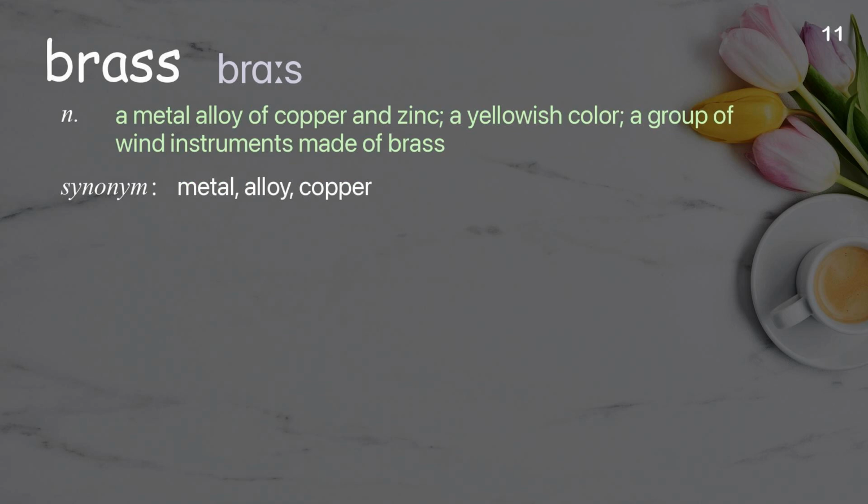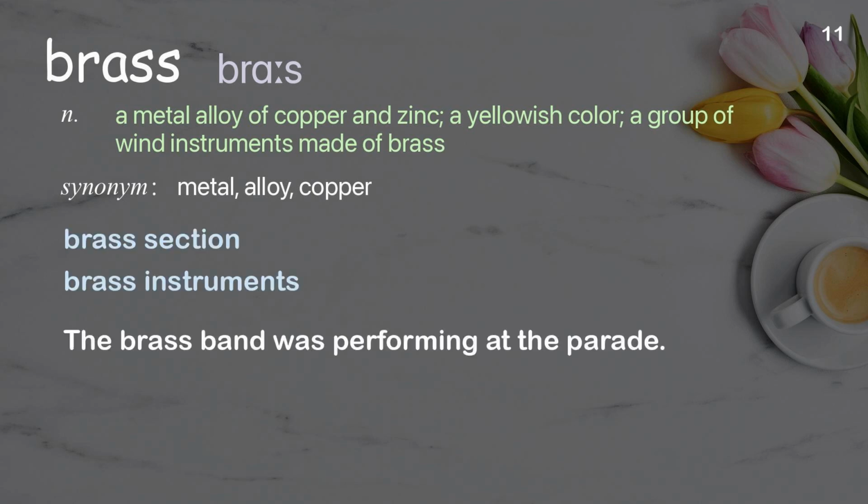Brass. A metal alloy of copper and zinc, a yellowish color, a group of wind instruments made of brass. Examples: Brass section. Brass instruments. The brass band was performing at the parade.